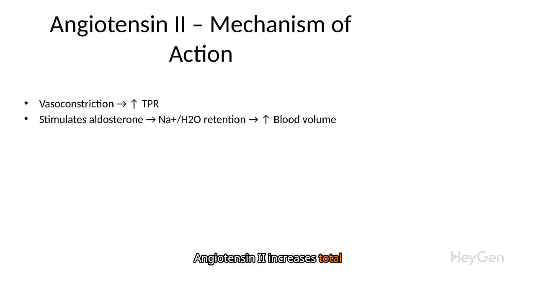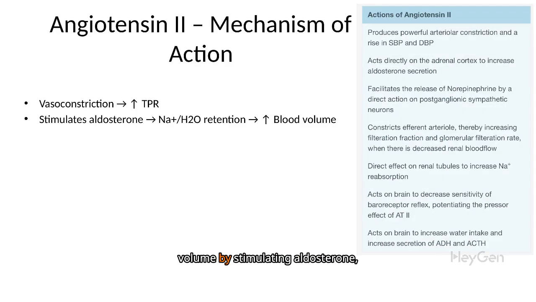Angiotensin II increases total peripheral resistance by direct vasoconstriction. It also increases blood volume by stimulating aldosterone, leading to sodium and water reabsorption, which increases cardiac output and thereby raises blood pressure.